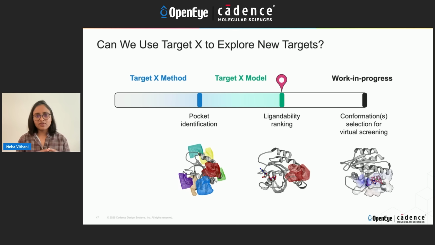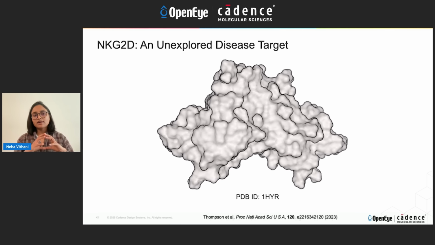So we have TargetX method, which can predict pockets, TargetX model, which can rank the pockets and help you identify good pockets that have high likelihood of binding to ligand molecules. Can we use it for exploration of new targets? To answer this question, we started with retrospective prediction of pocket in NKG2D, which is relatively unexplored disease target. This protein was known to be clinically relevant for autoimmune disease and inflammation. However, it has not been explored for identifying small molecule ligands.